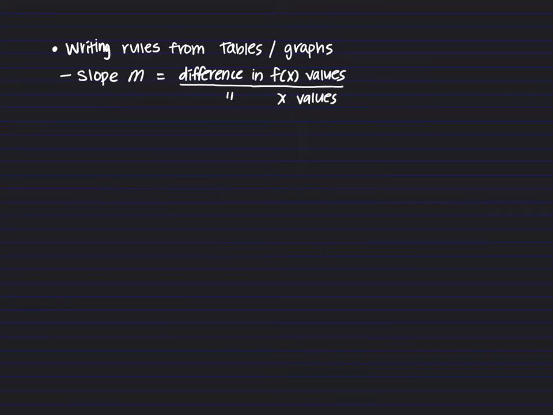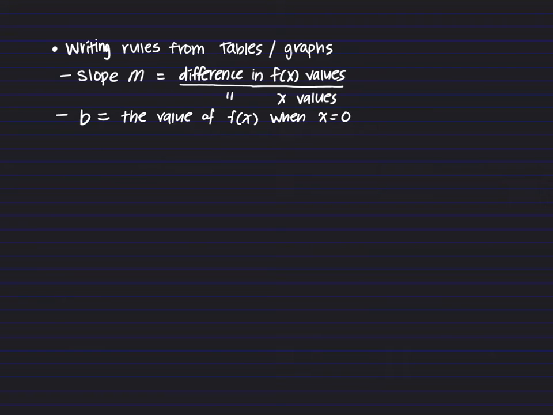Now we know that we have the plus b part, which is the y-intercept. So the b value is going to be f of x when x equals 0. That means you're going to plug in 0 for the x, and whatever number that you get is going to be your answer for b.